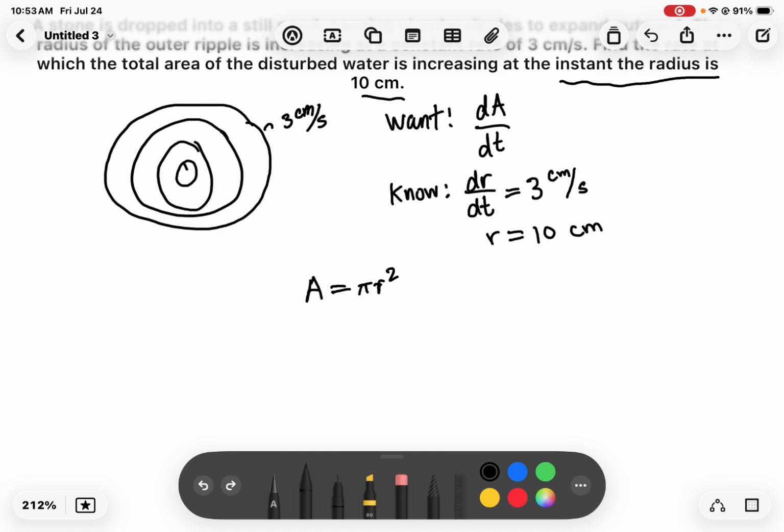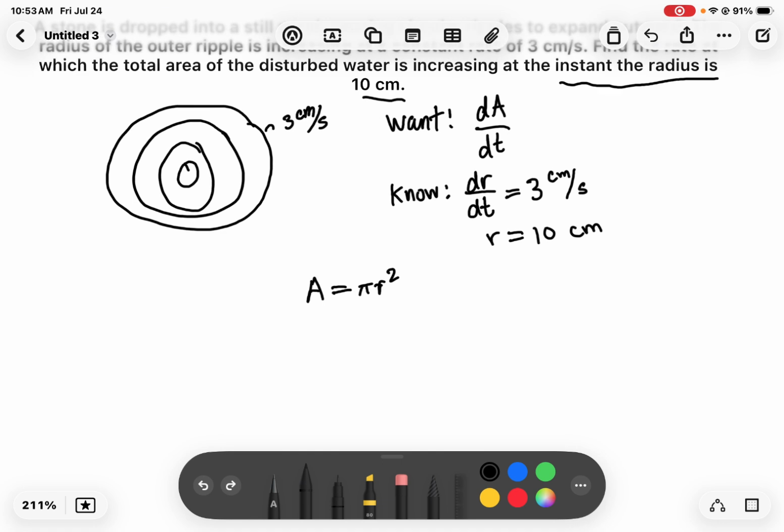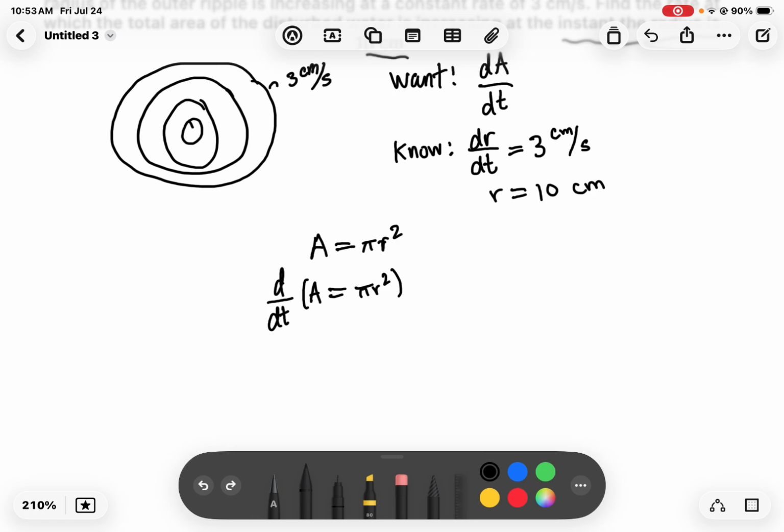Okay, so now we can differentiate both sides with respect to time. So I'll do that now. Differentiating both sides with respect to time, let's see, what do we get? The derivative of area with respect to time is simply dA/dt, and that's exactly what we want, right? And then on the right hand side, we have pi r squared, so its derivative with respect to time.